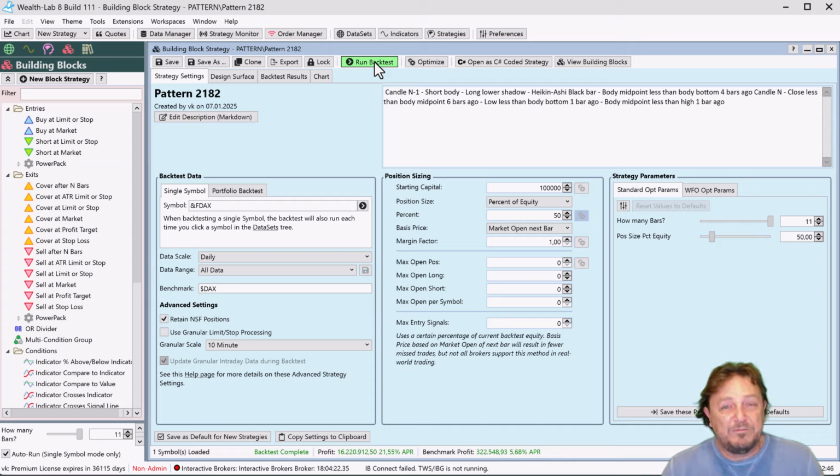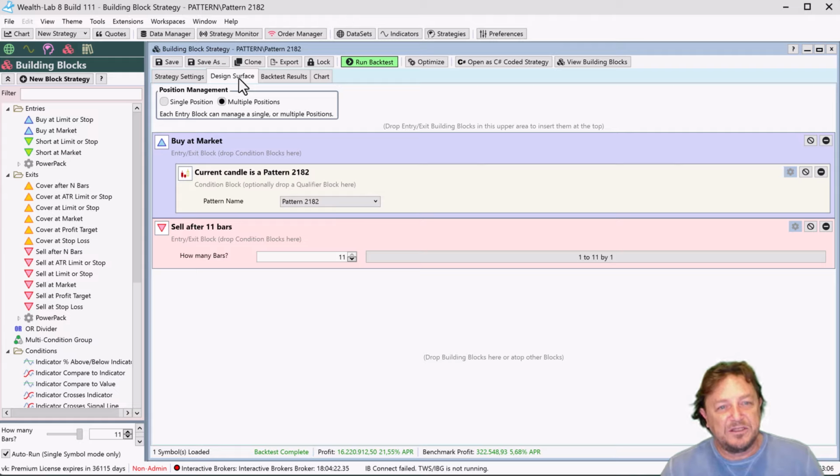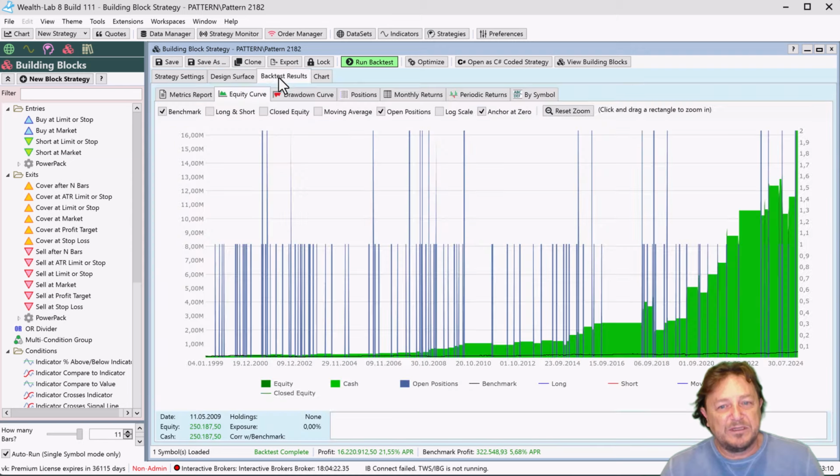It is mind-blowing because we have a 21% APR, annual percent return, compared to the still close to 6% in the buy and hold. And that makes a small difference of roughly 16 million. Because now the profit is, you see it here, nothing has changed, just the money management setting. And here's the backtest result.